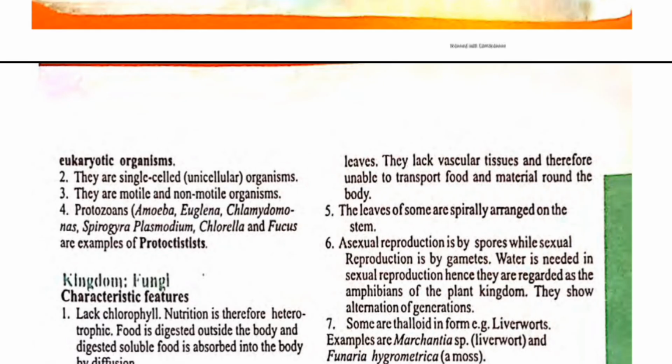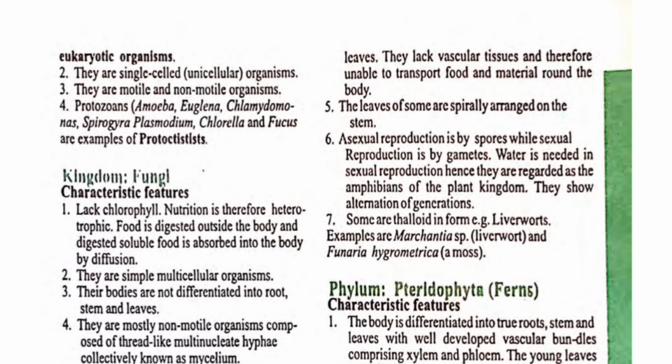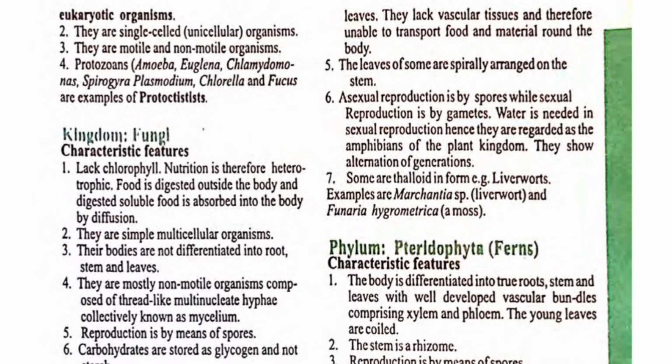They are motile and non-motile. Examples include protozoans, for example, amoeba, Euglena, Chlamydomonas, Spirogyra, Plasmodium, Chlorella, and other examples. Those are for Protista. Now we have kingdom fungi.